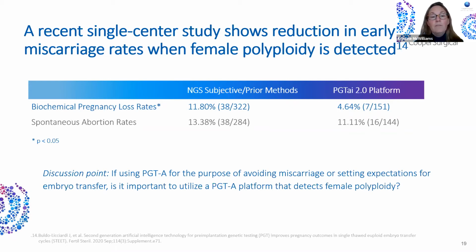Which raises, I feel, another discussion point that we may consider today, which is, if we do move to utilize PGTA specifically for the purpose of miscarriage reduction, or at least setting expectations for transfer with regards to likelihood of miscarriage, is it important to utilize a PGTA platform that detects female polyploidy?